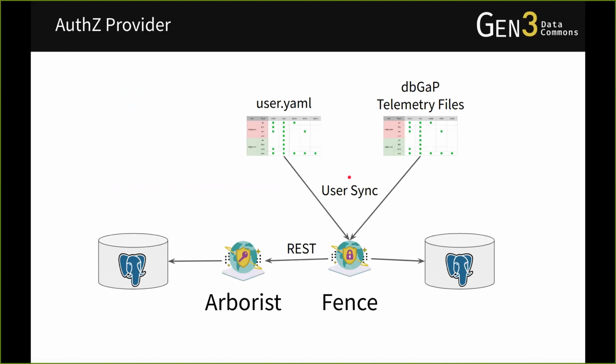So this is just a visualization of what I was just talking about in terms of the authorization sync. Usually we get stuff in the form of dbGaP telemetry files. We can also get this user YAML. And then our user sync is a special cron job that we run pretty much every hour in every commons to update the user access based on these two inputs. And then this is just showing that Fence and Arborist are both using Postgres as a backend. And during the user sync process, Fence updates Arborist with information about users and what policies they should have, so that those can be used for decisions later down the road.